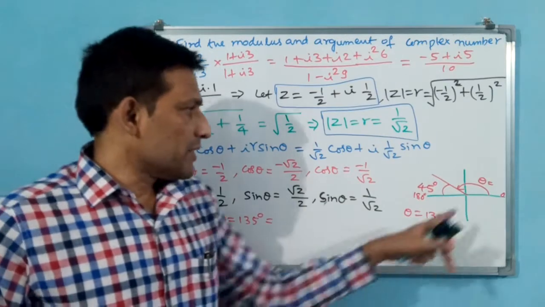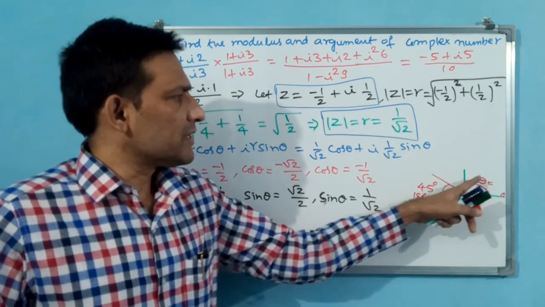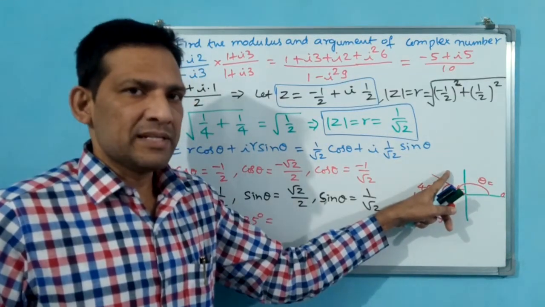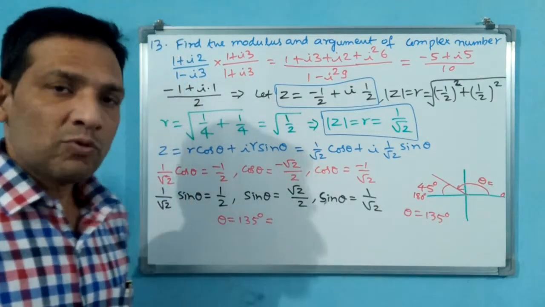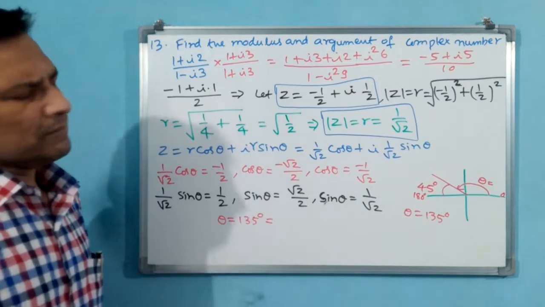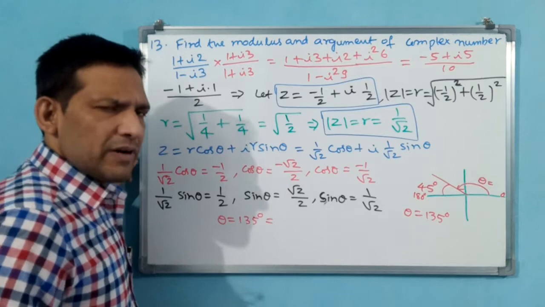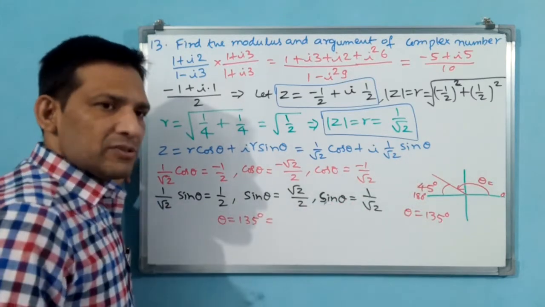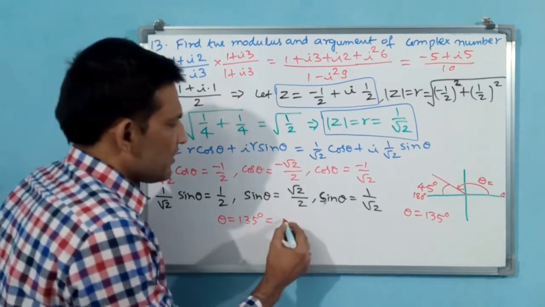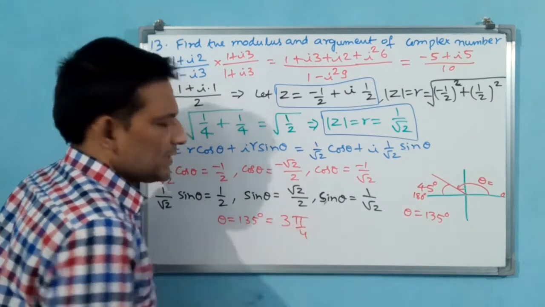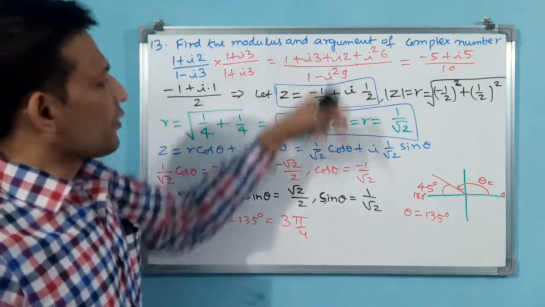Is this plus? Yes. Why? Because see, the principal argument for complex numbers: in the first, second quadrant the angle theta is positive. Third, fourth, those two angles will be negative theta. Okay. 135, how can you write? 180 minus 45 also you can write. 90 plus 45 also you can write. Or simply 3 times 45 also you can write. 135 means 3 times 45 only. Then this will be your argument, the final answer.